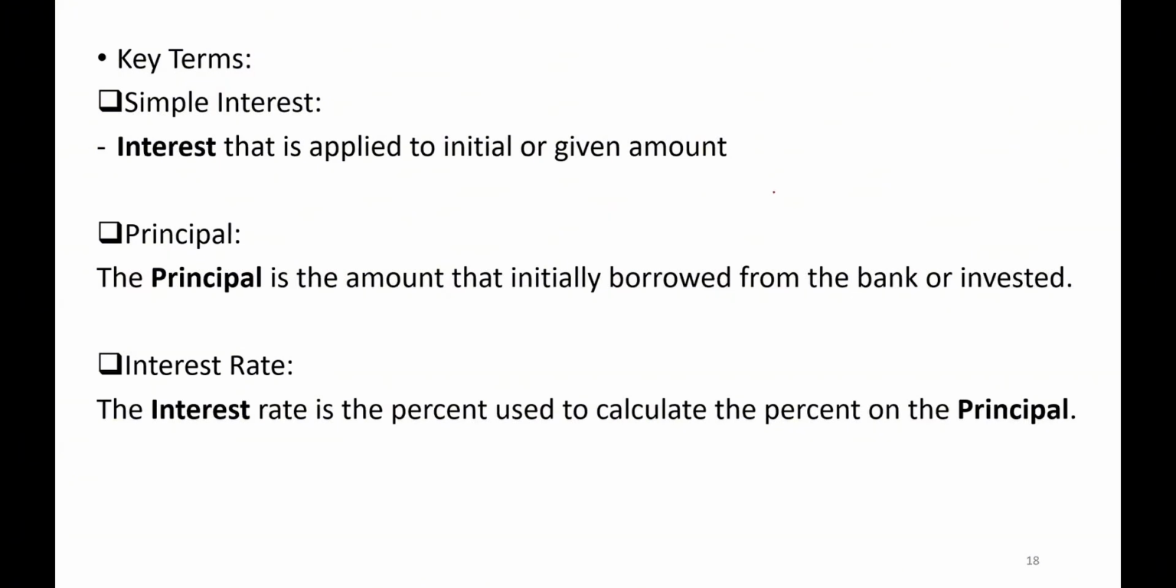It can be borrowed from the bank. It can be borrowed from a friend. It just really means money that is borrowed. Principal is the amount that is initially borrowed from the bank or invested. Interest rate. So this video is going to be about interest rate, so please focus on this definition. The interest rate is the percent used to calculate the percent on the principal.